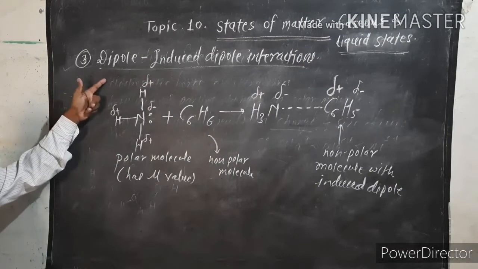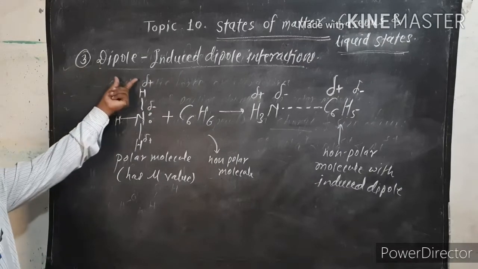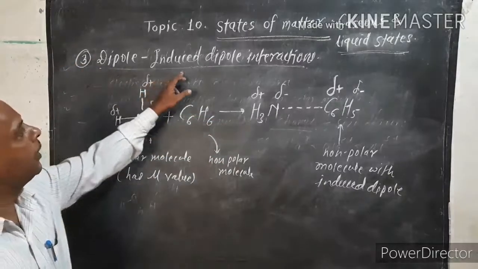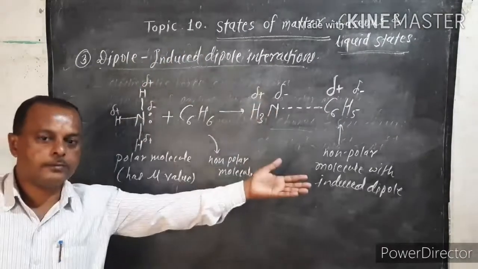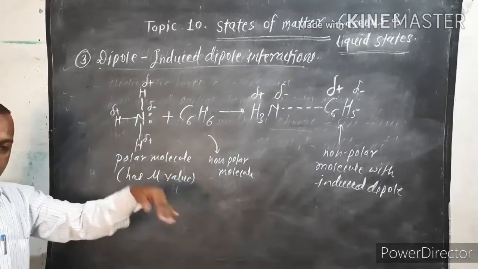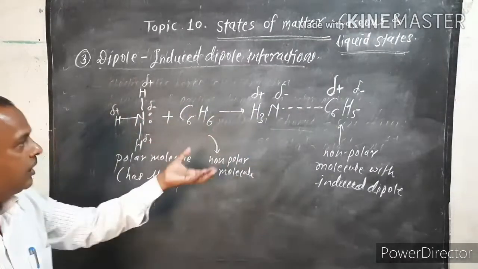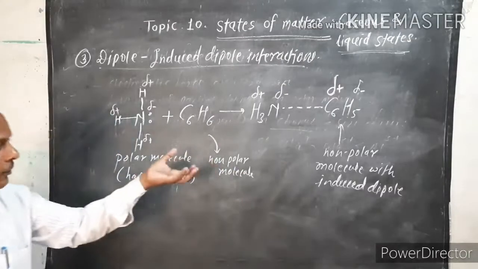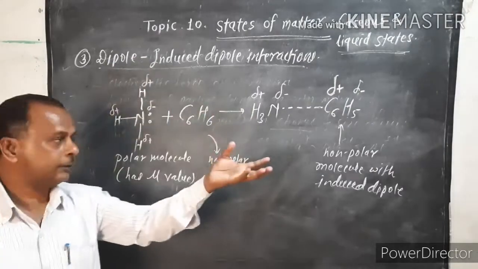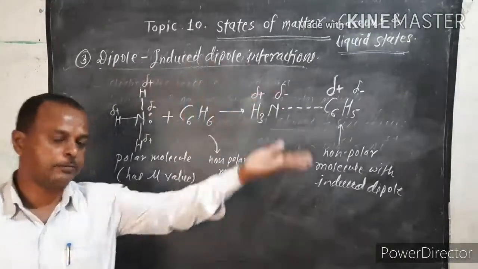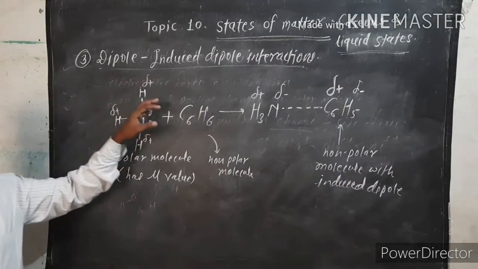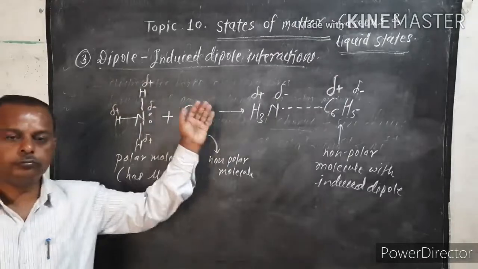Now, this is the third type of interaction. What is again that word indicating? Dipole. One has two poles, and the other is an induced dipole, meaning the other is not a polar molecule. It does not have a dipole moment either. Still, in these molecules a particular polarity develops, and that's why the word is induced dipole. Now, this is again the electrostatic force of attraction between these two molecules.